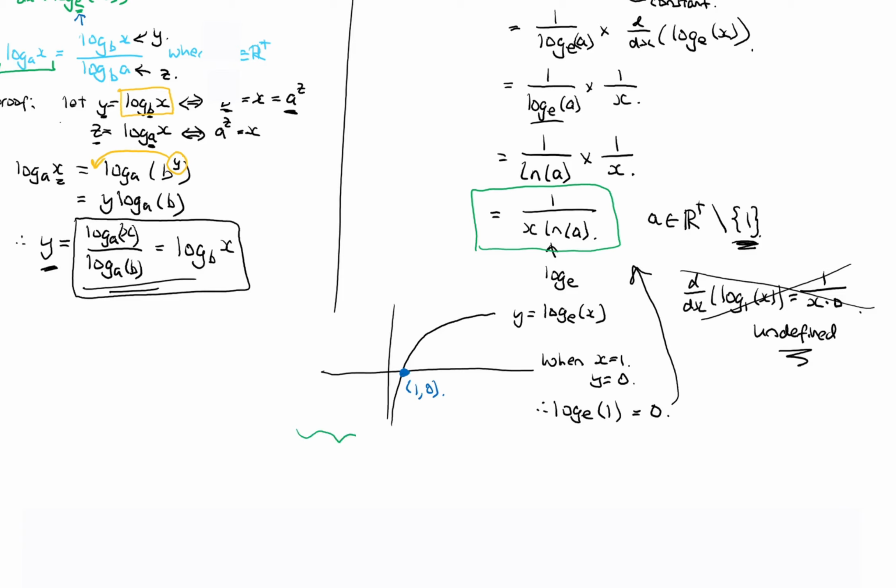Alright, so how about the negative numbers? Well, negative numbers are quite self-explanatory. So for the negative real numbers on the left hand side, obviously the log graph does not exist there, so it will be undefined.